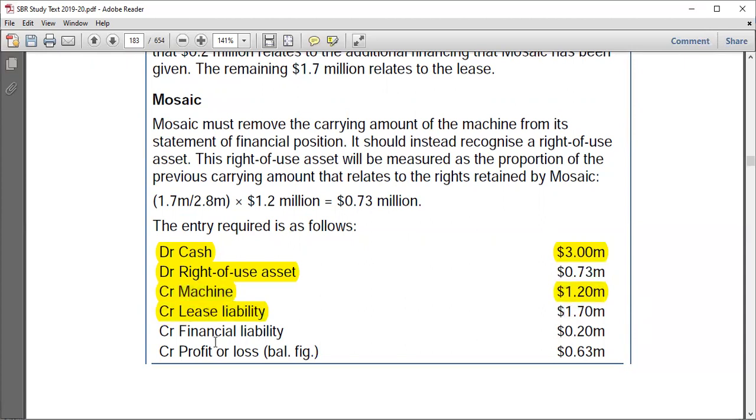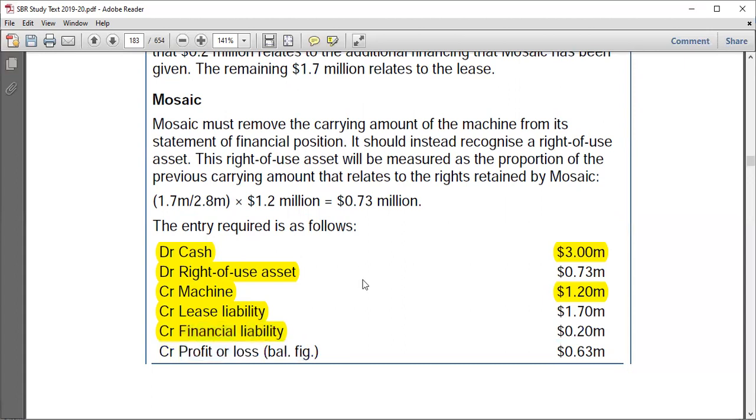And then, as I told you, apart from this balancing figure here, something else will arise. We say that there was an additional financing. If there's an additional financing, this increases a financial liability. Now, do you see? We already have lease liability, but we find out that if there's an additional financing, that means there's an additional financial liability.